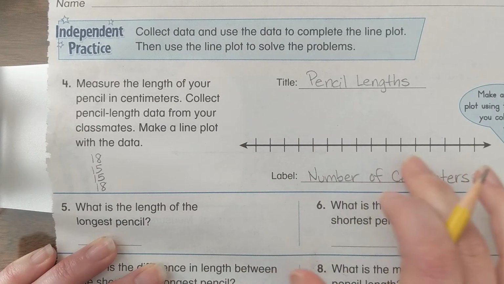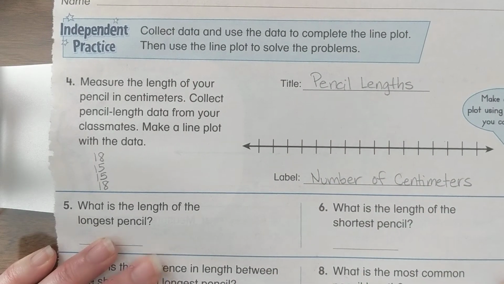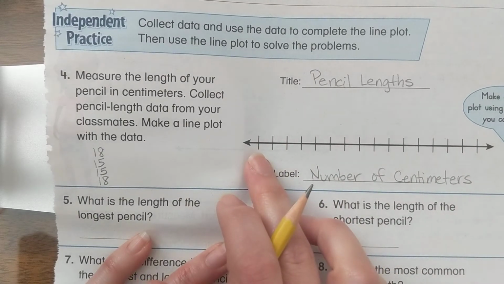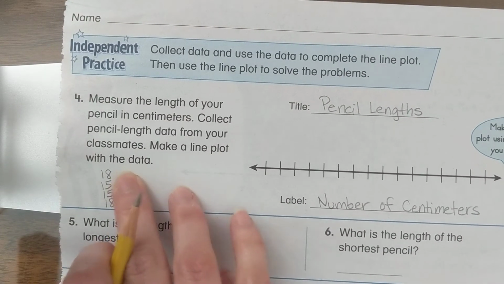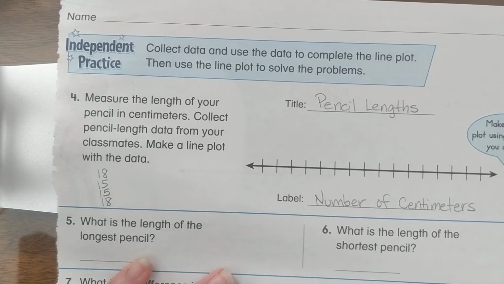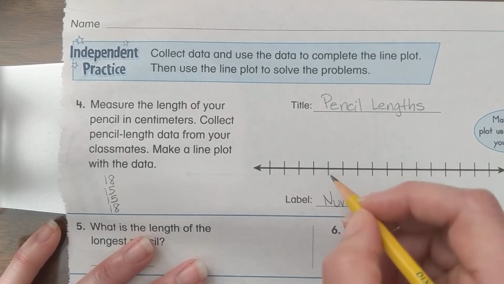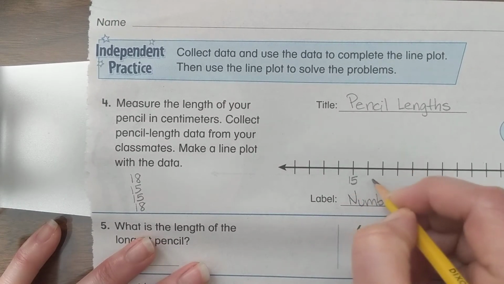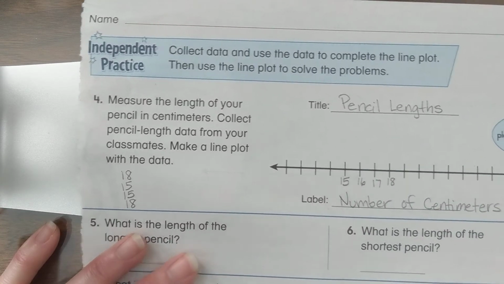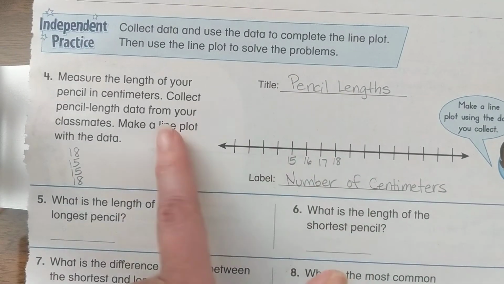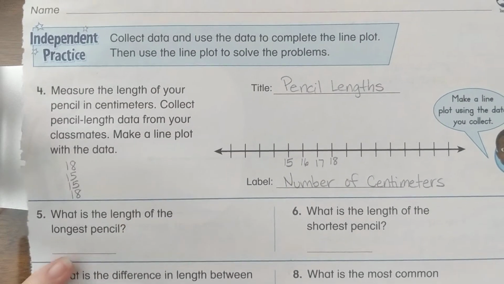So each one of these numbers means that many centimeters. Now I know my smallest one has to be 15. My largest has to be 18. So just in the middle here, I only need a few numbers. I can go 15, 16, 17, and 18. I don't need anything else. And I can go ahead and put this data on my chart.